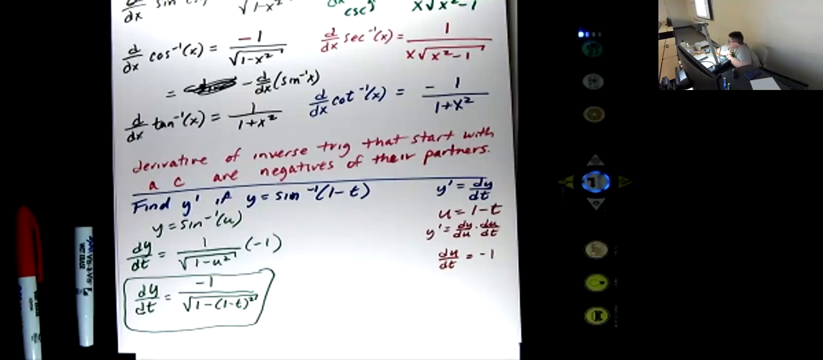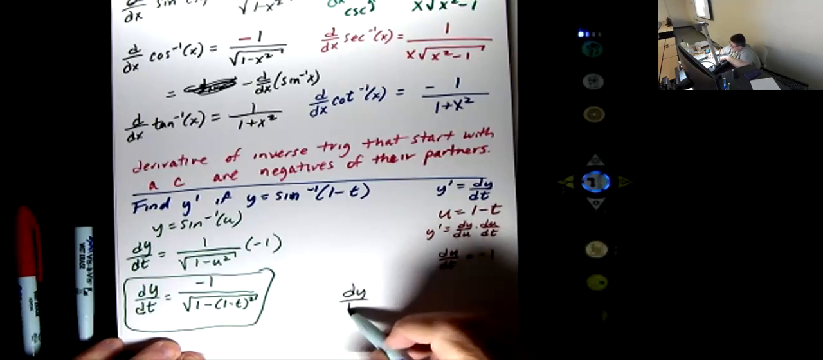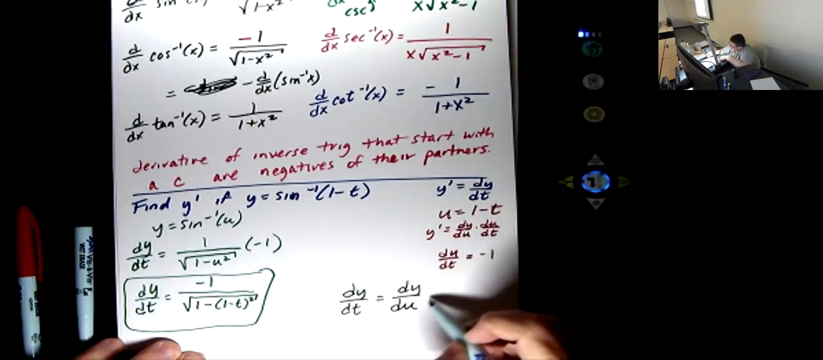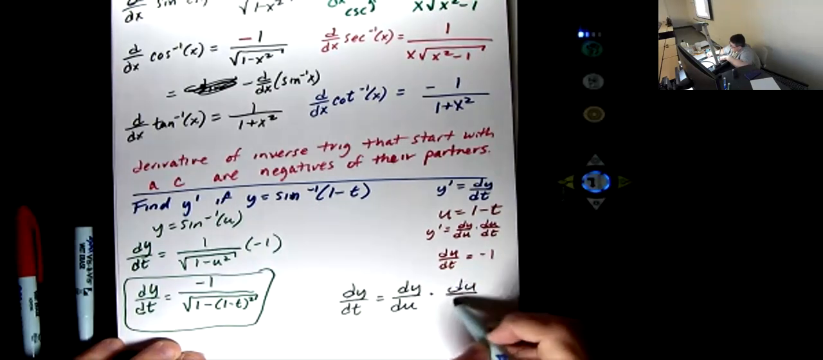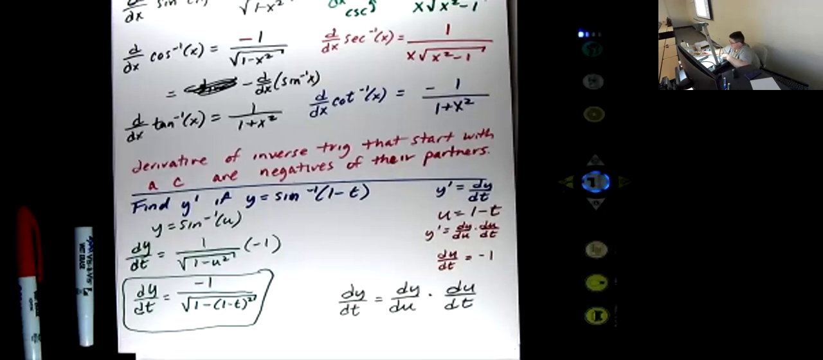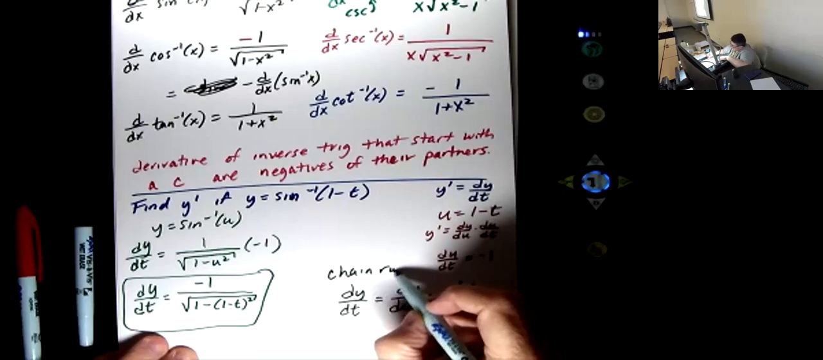I don't know when I did the chain rule if I pointed out to you how I remember it. So I'm going to expand on it right here. I had dy dt equals dy du times du dt. That's the chain rule, with t's here rather than x's.